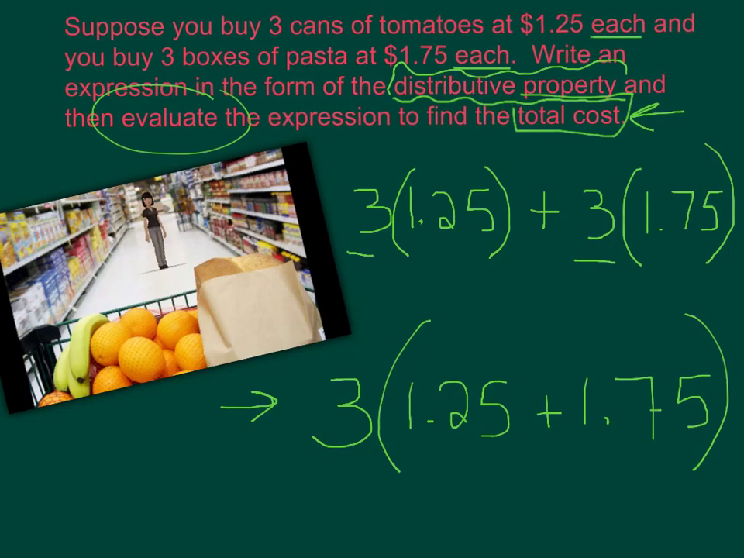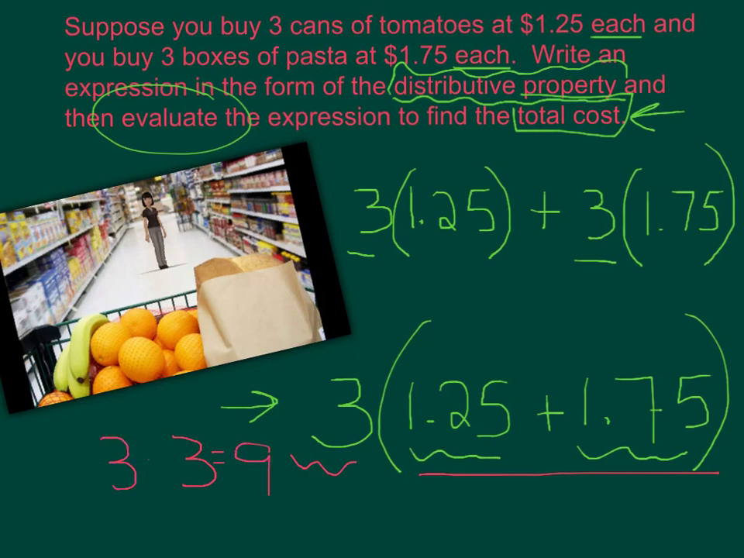What is 1.25 plus 1.75, and then that number multiplied by 3. 1.25 plus 1.75 represents $3, and we have to multiply that by 3, and 3 times 3 is 9. So we're spending $9 on tomatoes and pasta and making some delicious spaghetti.